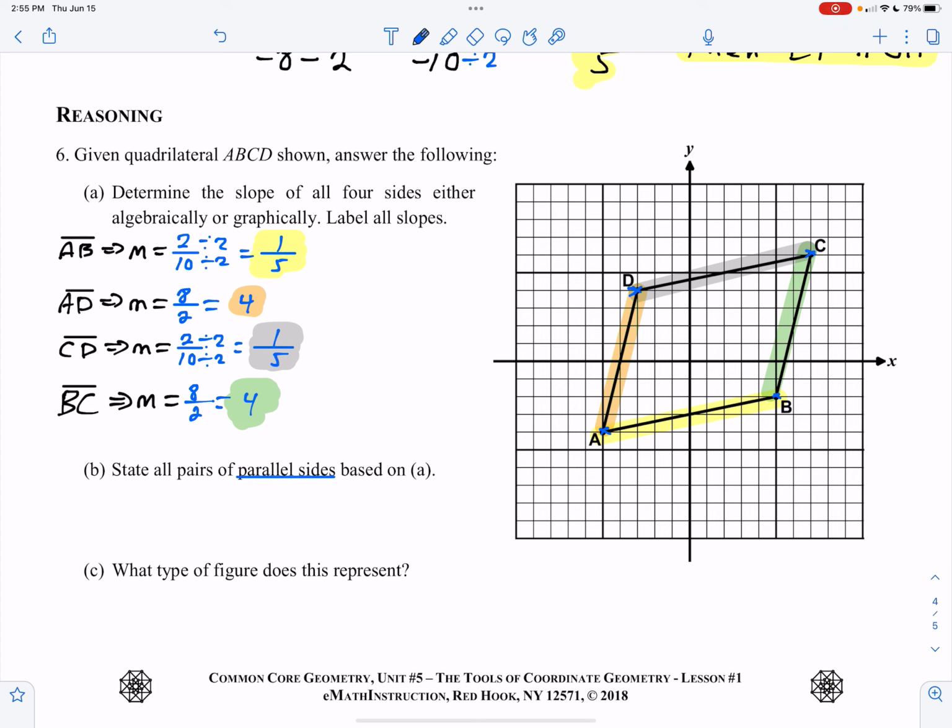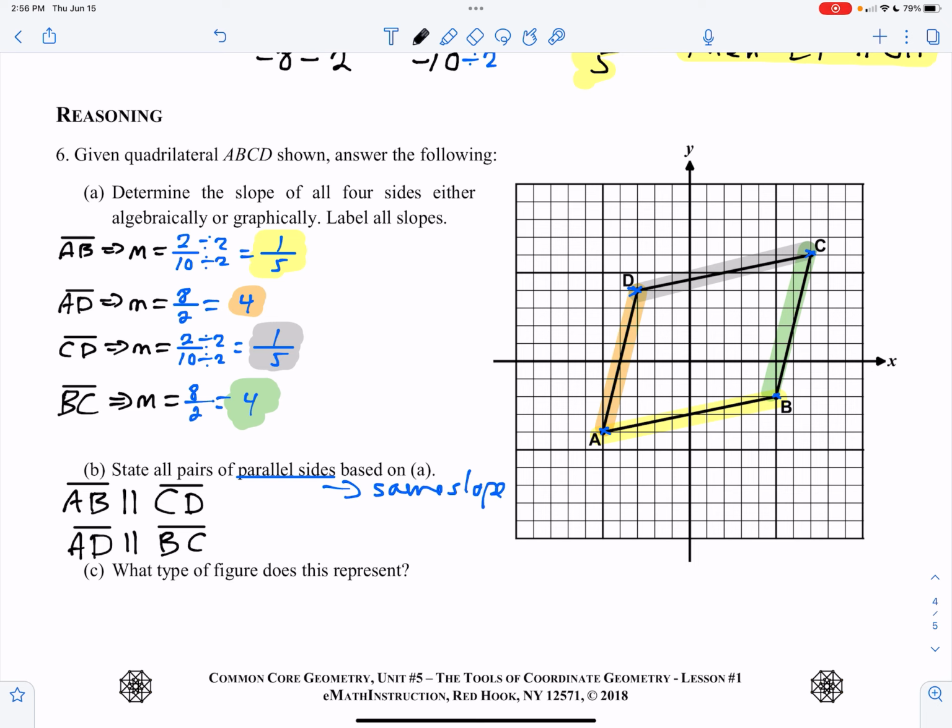So state all the parallel sides. Well, parallel sides have the same slope. So the sides that have the same slopes are parallel to each other. So that means AB with a slope of 1/5 has to be parallel to line segment CD, because you can see they have the same slopes. It also means AD with a slope of 4 is parallel to BC, line segment BC, also with a slope of 4.